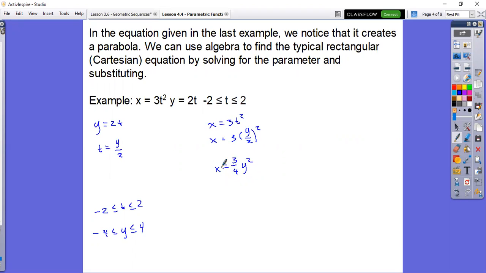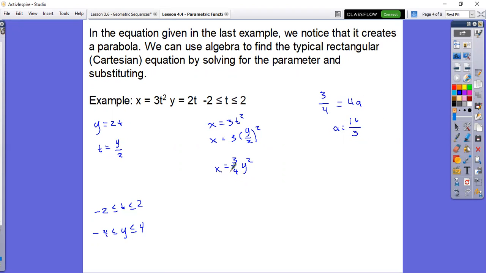This is a positive 3/4, so it's going to be, or sorry, this is y squared, so it's opening either right or left. This is positive, so it opens right. If 3/4 is equal to 4a, then a is equal to 16 over 3, which means this will help us define where the focus of the parabola is at.